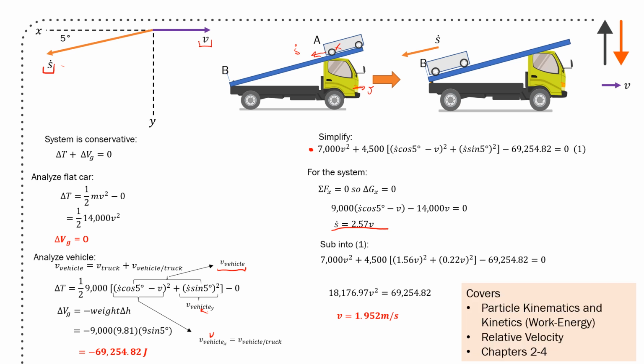This is a challenging problem, and it's one of the more challenging parts of particle kinematics and kinetics, in the sense that it has a relative velocity, and that often proves more challenging for students than other types of problems. This exam section covers particle kinematics and kinetics with a focus on work energy, and here we're covering chapters 2 to 4 of the Meriam and Craig book.